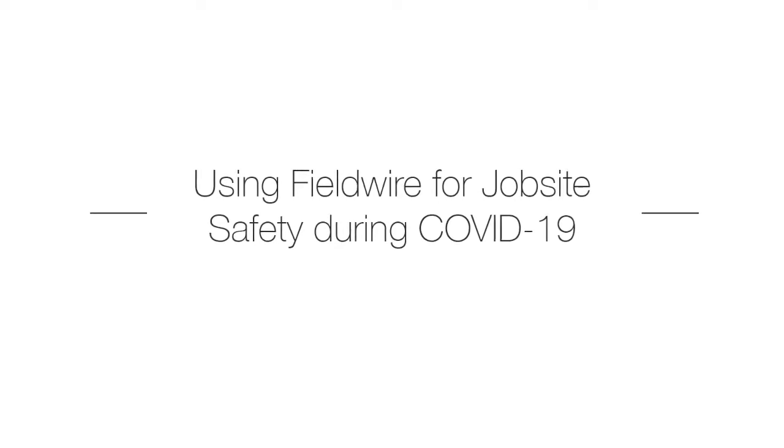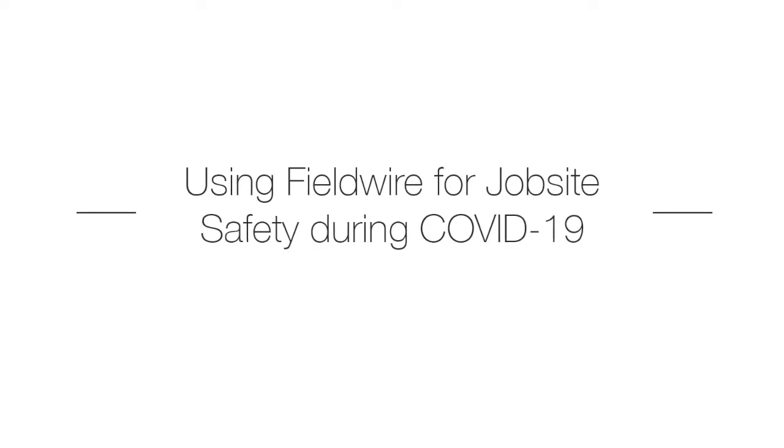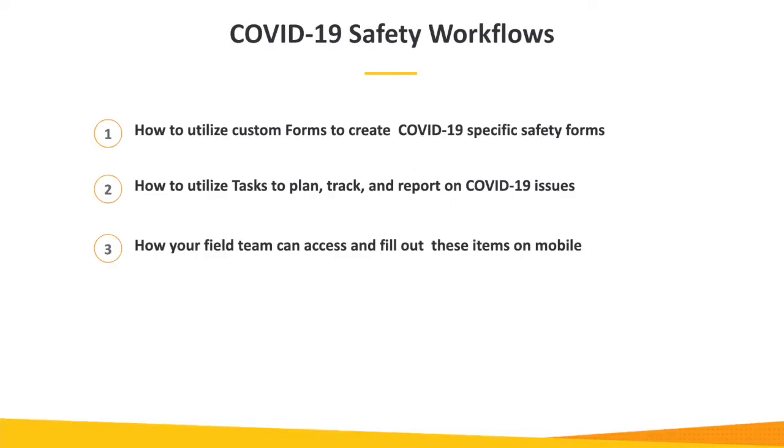In this video, I'll review two different workflows you can easily build to help ensure safety on your job sites during the COVID-19 pandemic. The first workflow will be how to utilize the Custom Forms module to create COVID-19 specific safety forms on your project. The second workflow will be how to utilize tasks to plan, track, and report on issues happening on the site. Lastly, I'll show you how your field team can access and fill out these items from their phone or tablet on site.